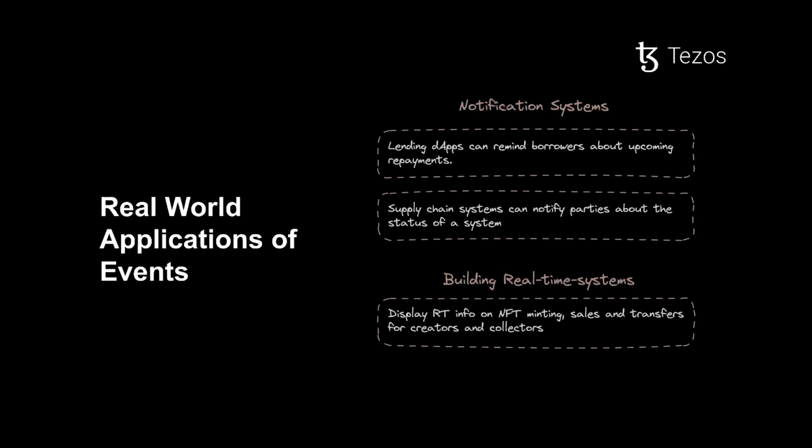And if we think about building real-time systems, one application of events on chain is displaying real-time information about NFTs, right? So if we have NFTs being sold and being transferred by creators and collectors alike, we could simply have all of those transactions emitting events on chain to our off-chain dApp, right? And our dApp can pick it up and always update the UI with the latest results.